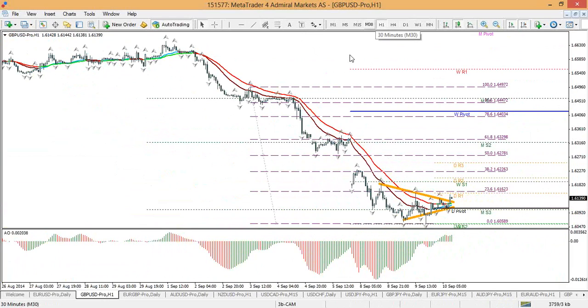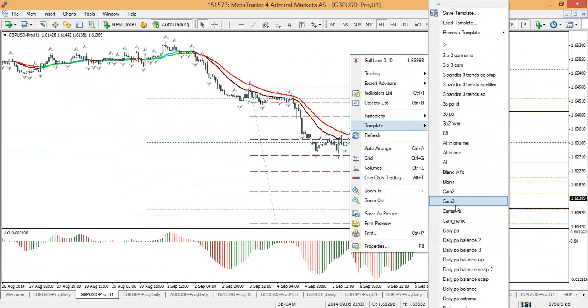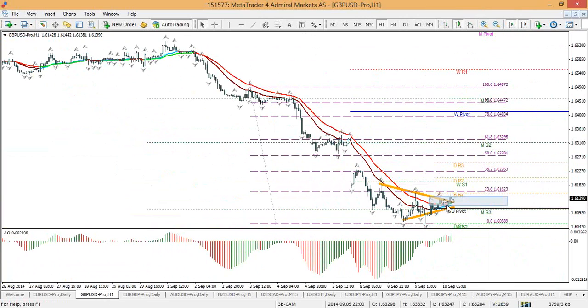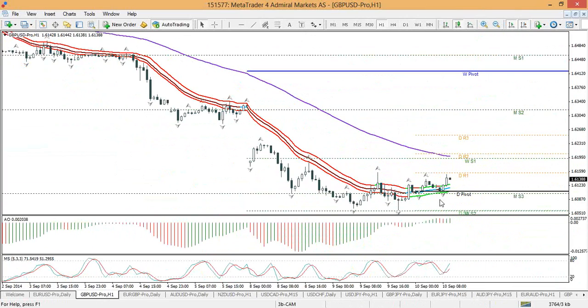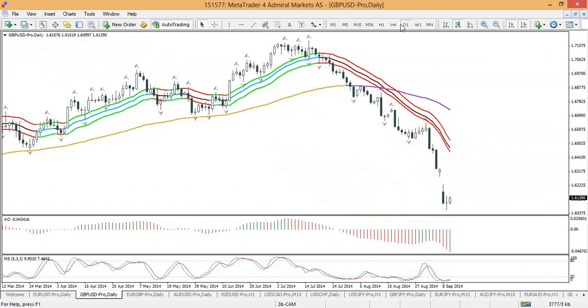From a moving average point of view, here too we're above the 21 band, so here too looking for a break and close below on hourly, below the 21 band and the daily pivot point. Both the euro and the pound dollar almost looking identical from this lower time frame point of view.